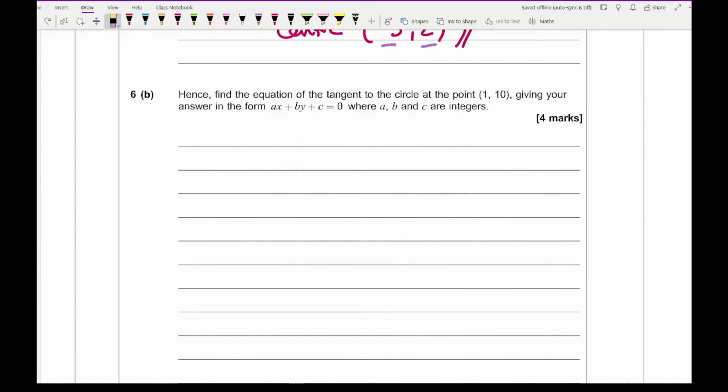So then moving on to 6b, it says, hence find the equation of the tangent to the circle at point 1, 10, giving your answer in the form ax plus by plus c equals 0, where a, b and c are integers. So the first thing I need to do for this is to find the gradient of the centre to the point. Now the centre is minus 5, 2.